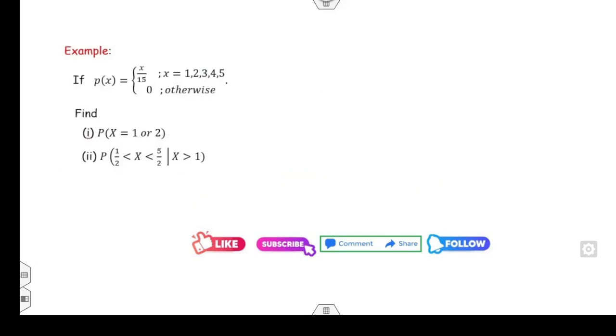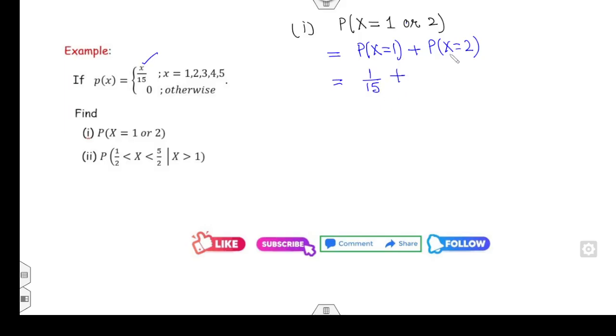Okay, look at this another one. Again, the first part is find the probability of x is equal to 1 or 2. So what does it mean? Probability of x is 1, or means a plus, x is equal to 2. So can you find the probability of x is equal to 1? 1/15. 2 also belongs to this, so 2/15. Answer is 3/15. That is 1/5, the right answer.